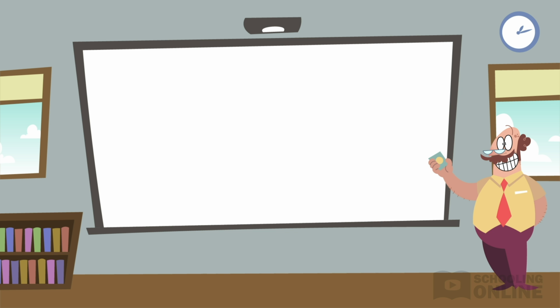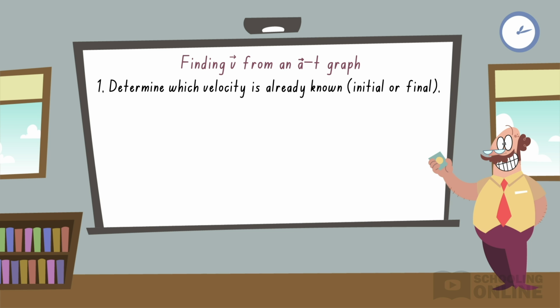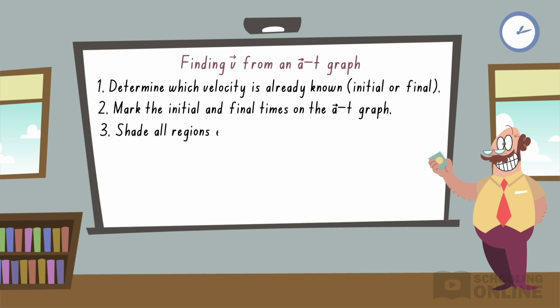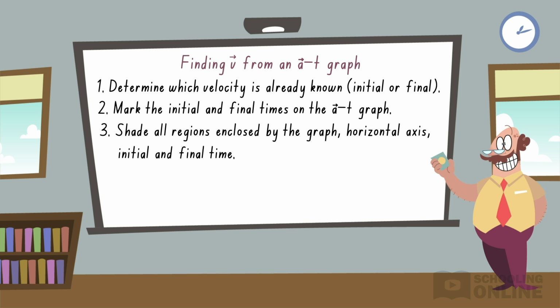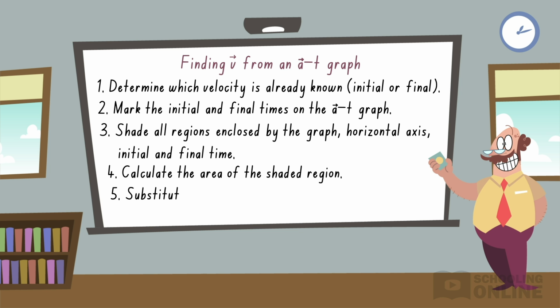Now that we understand what each part of this graph represents, let's formalise the process for finding the velocity of an object at any point in time. Firstly, determine which velocity is already known. Is it the initial or final velocity? Next, mark the initial and final times on the acceleration time graph. Shade all areas enclosed by the graph, horizontal axis, initial and final time, then calculate the area of the shaded region. Finally, substitute all known values into the equation for the change in velocity.